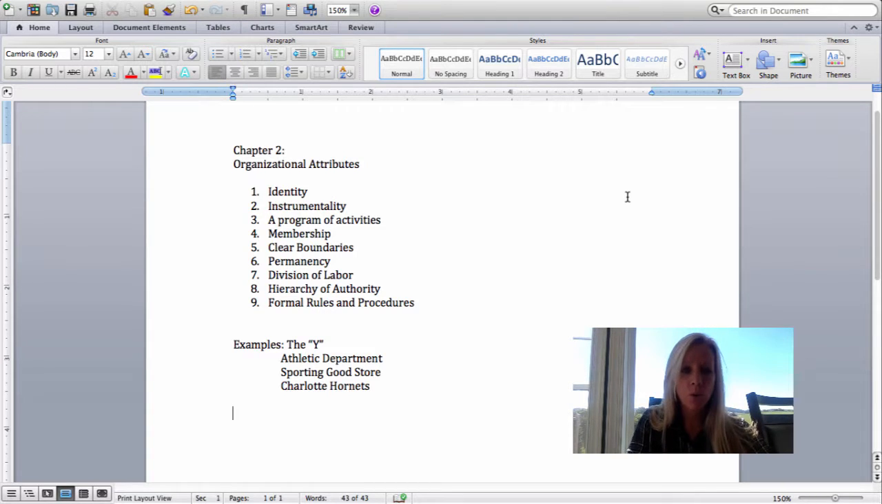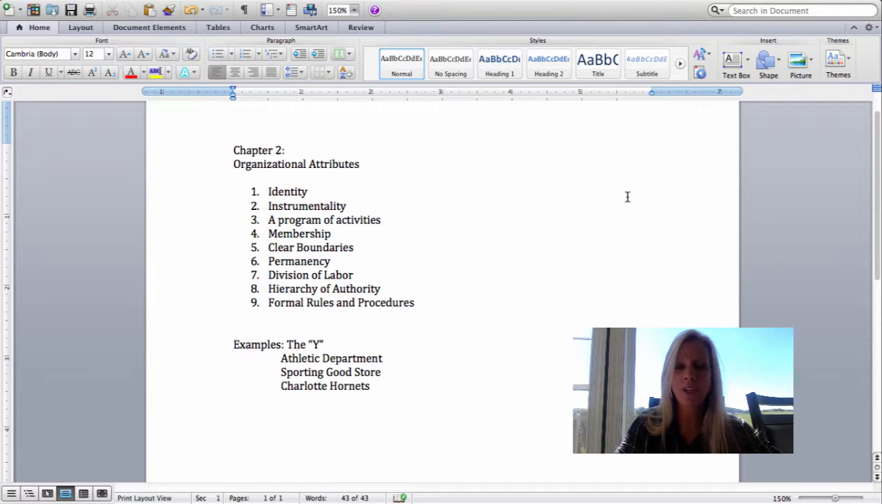Here we're looking at organizational attributes, and I have a few notes here that I'm going to be looking at. I want to focus on the attributes that you read about in your chapter as well as looked at whenever you were going through your PowerPoint. All right, we're going to look at identity, instrumentality, a program of activities, membership, clear boundaries, permanency, division of labor, hierarchy of authority, formal rules, and procedures.